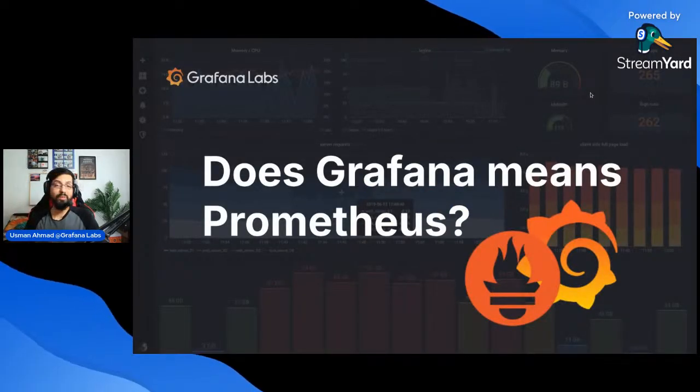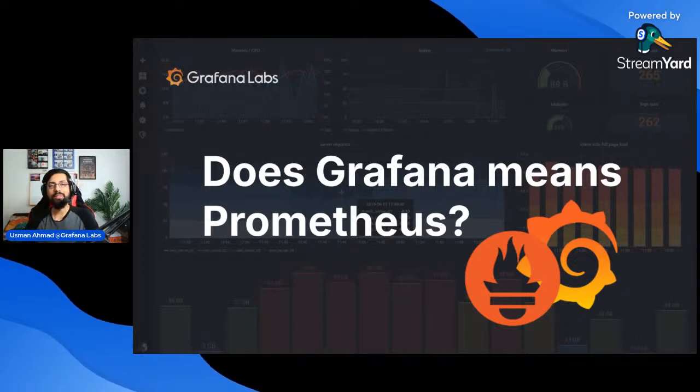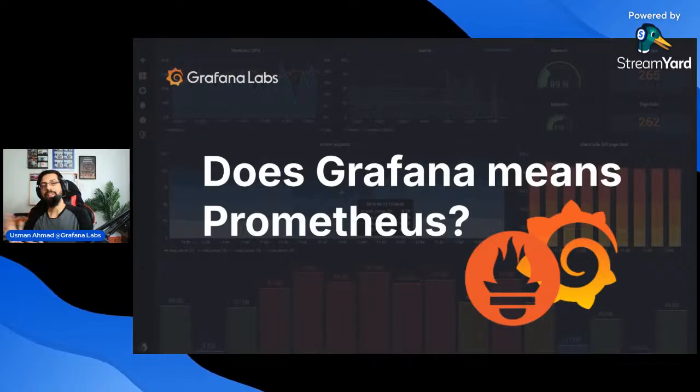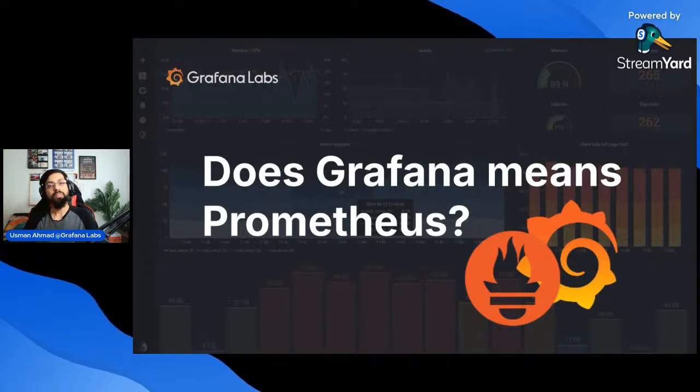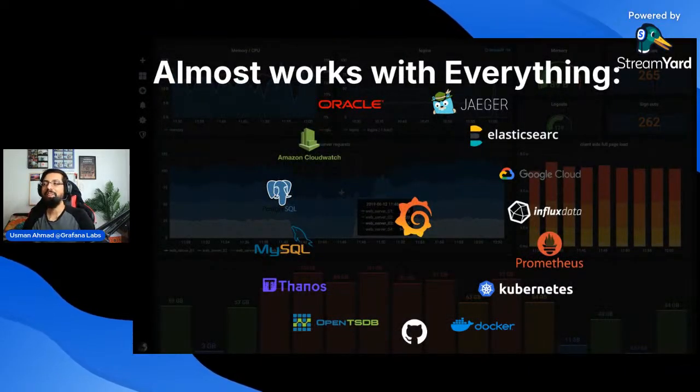Now, I always put this question. This is for me a fun question, because whenever I talk in events or to the users, or even someone in the community, the first question comes like, hey, I'm using Grafana with Prometheus, when it comes to understanding how Grafana works. So does it only work with Prometheus? Let's find out. So actually, it works almost with everything.